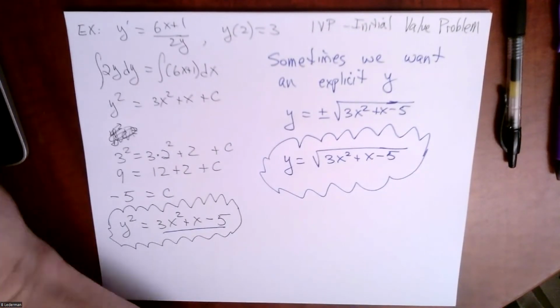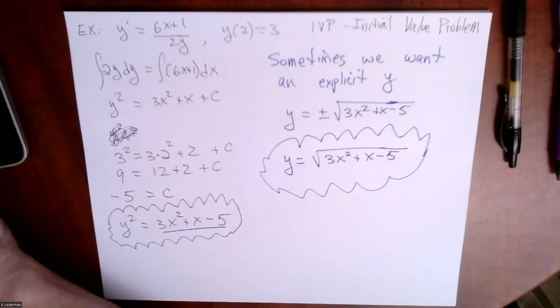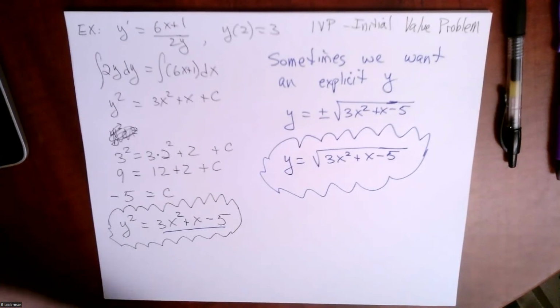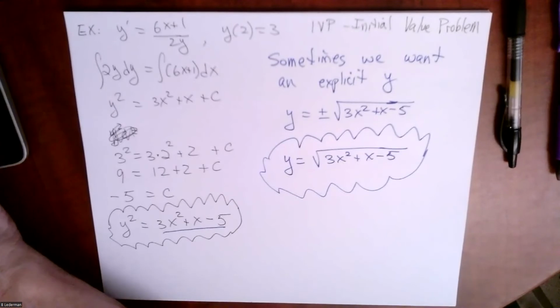But wait a minute. Let's go back to Desmos and check this out. So I have y equals the positive square root, because we said that y is positive. This might be very, very informative here. So we're going to go back to Desmos.